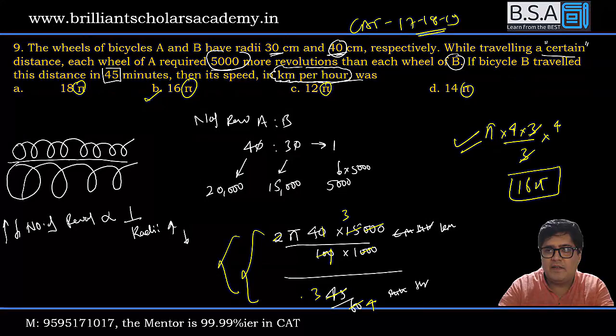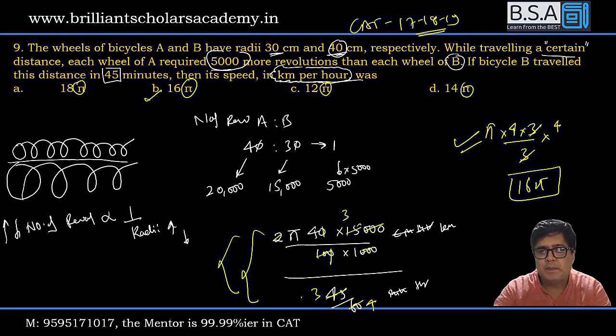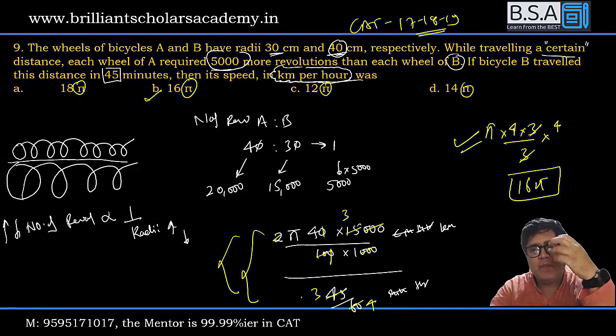16 pi. Yes. 16 pi. Two pi r is the distance covered in one revolution of the wheel.